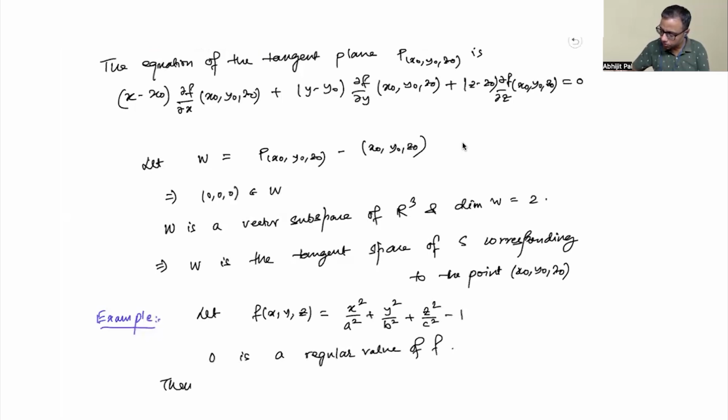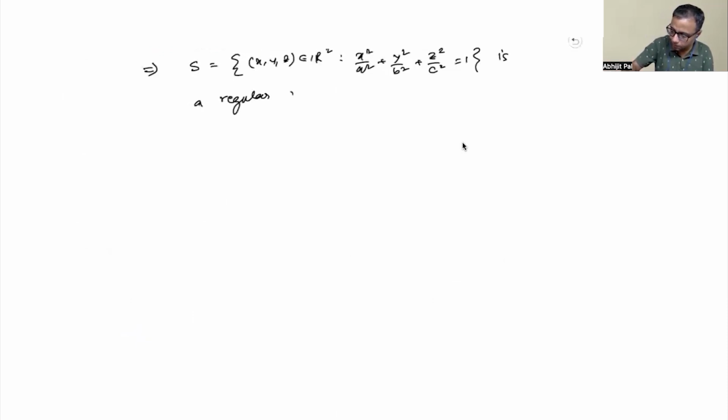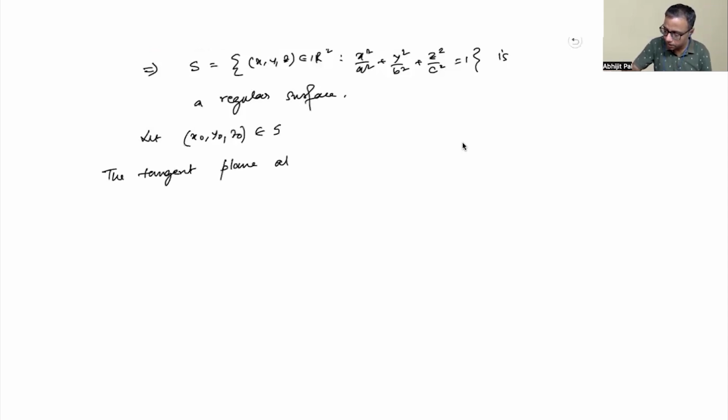So f inverse 0 is a regular surface. And what is f inverse 0? This S is a regular surface. Now let us take a point (x naught, y naught, z naught) that belongs to S. The tangent plane at (x naught, y naught, z naught) of S is given by the equation.